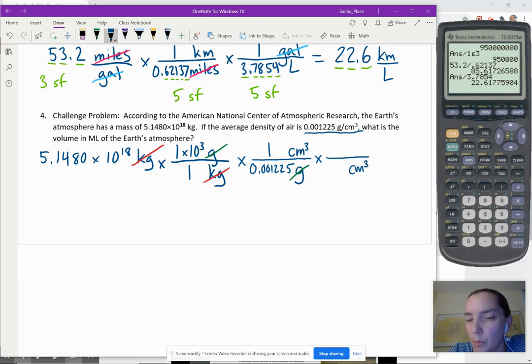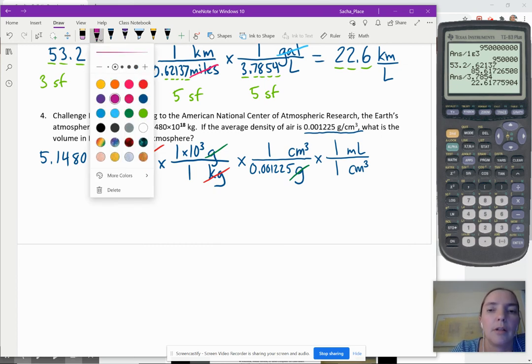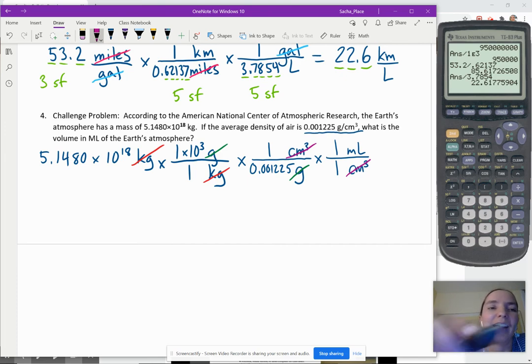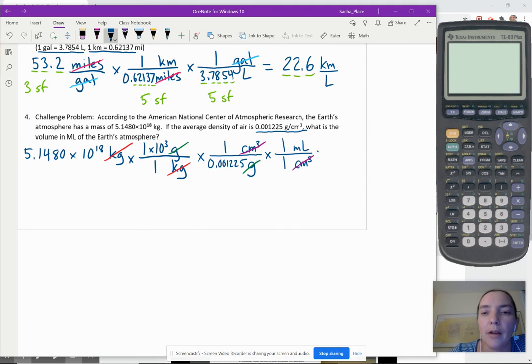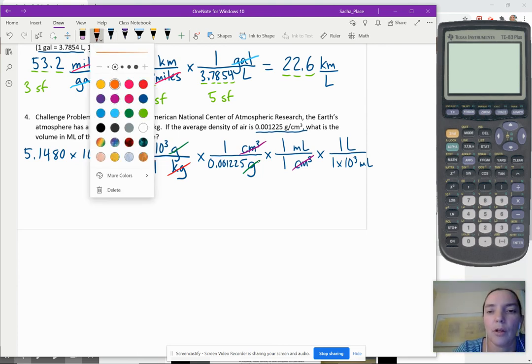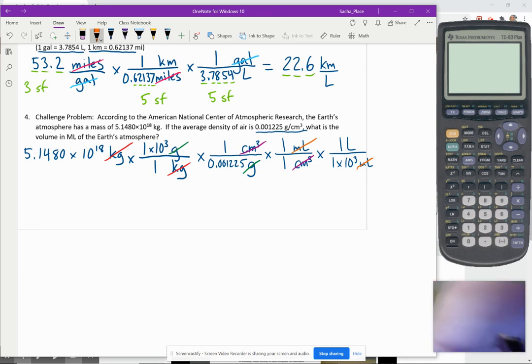Now I remember from a previous problem that in every 1 centimeter cubed, there's 1 milliliter. And so that would let me cancel out my centimeters cubed. Next, I want to cancel out milliliters. I also remember from a previous problem that there are 1,000 milliliters in every liter. And so that would get rid of my milliliters. I'm so close to the answer here. So I'm in the base unit of liters for volume.